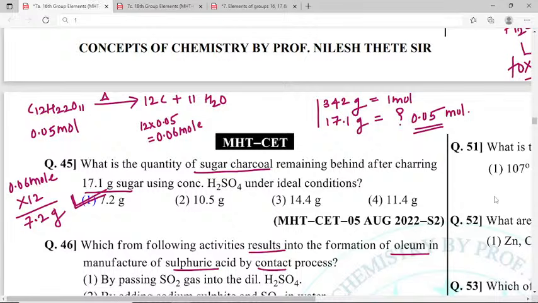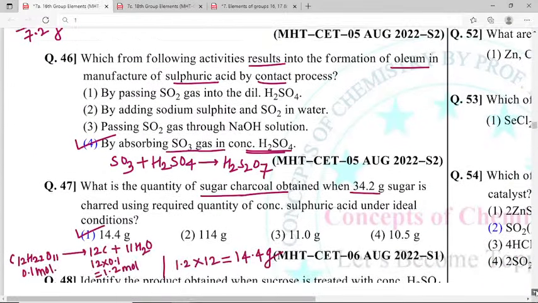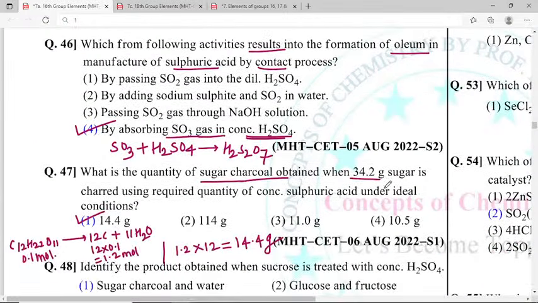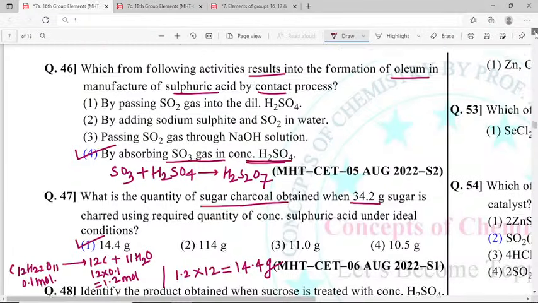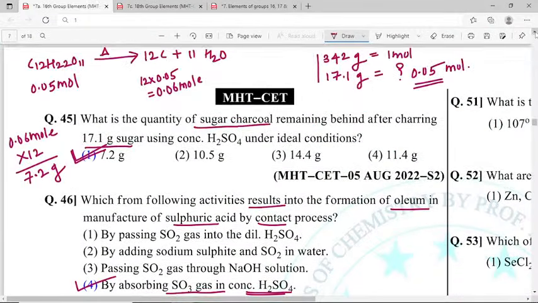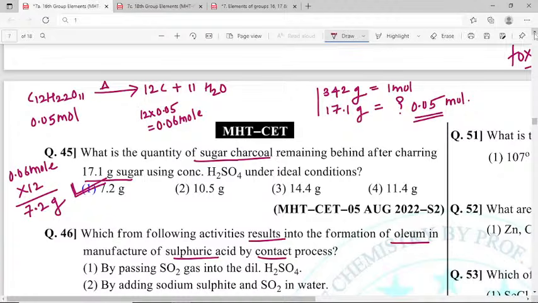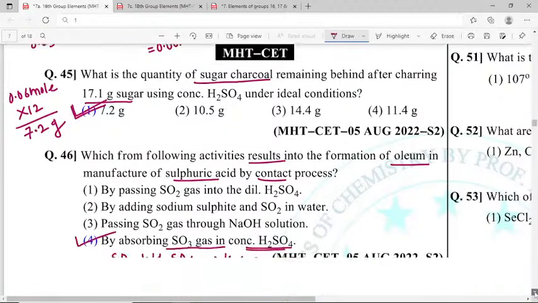Okay, clear? Question number 45 and question number 47. Please note down. This is a very, very important question. Question number 45 and question number 47.